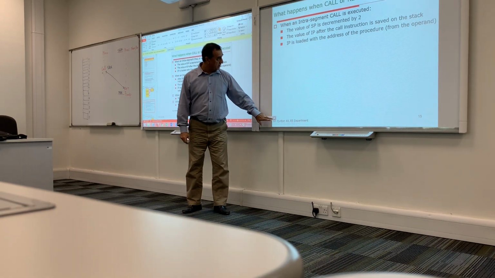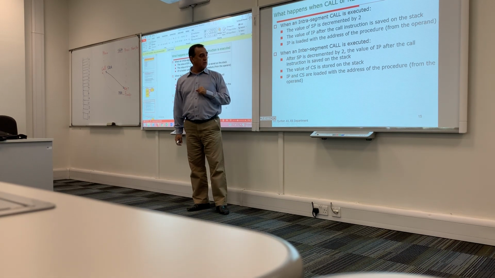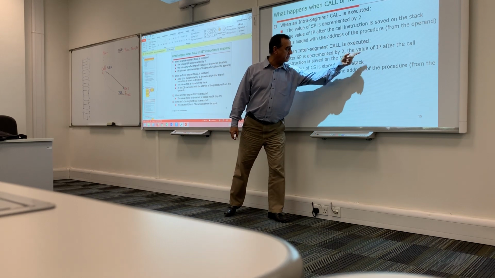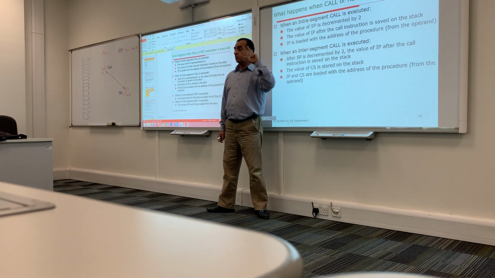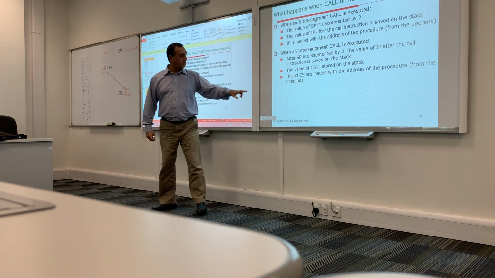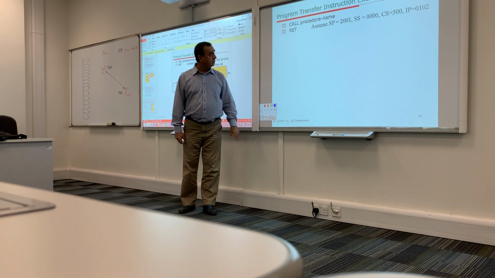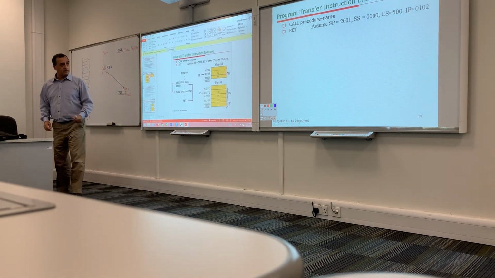What will happen if it is an inter-segment call? SP is decremented by 2, then IP is saved and also the CS. Both we will save. Then jump to the procedure. The return is the opposite, pop. Okay? Now, here comes the example. Here comes the example.